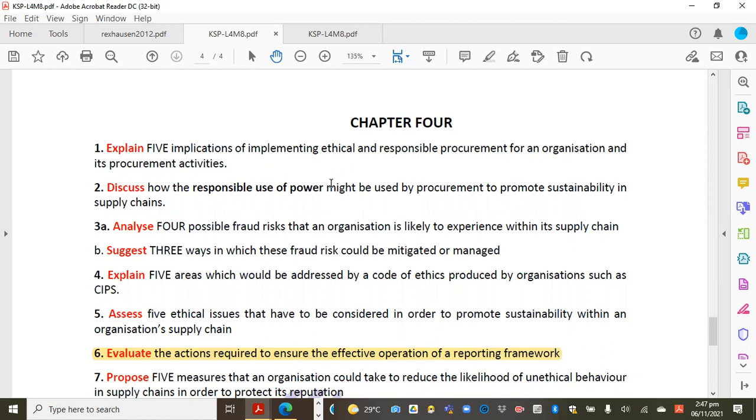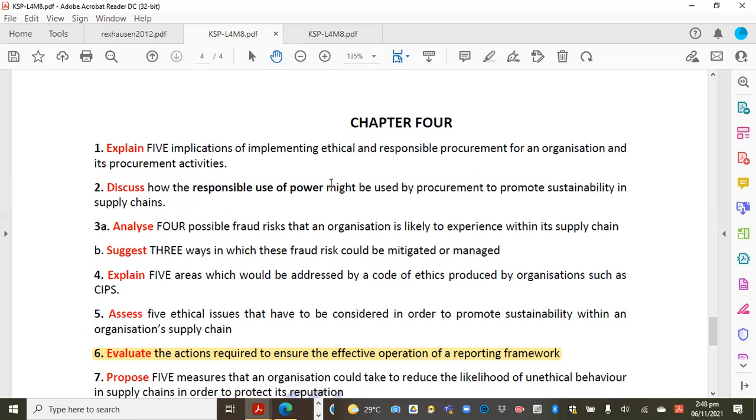What are the implications for implementing ethical and responsible procurement? There are implications for top management. There are implications for buyers. There are implications for supply chain. So for buyers, the implication will be in supplier selection and even specification development.